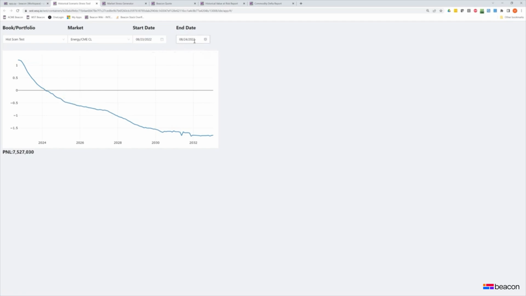So here I've got, from the 23rd to the 24th of August, it's showing me that there's a tilt shock in the market. But then a risk manager can go and investigate different things.